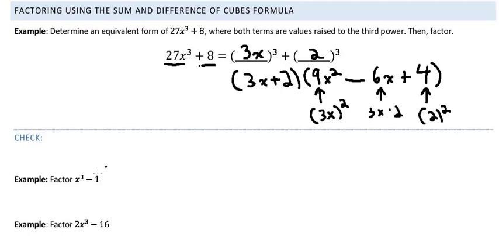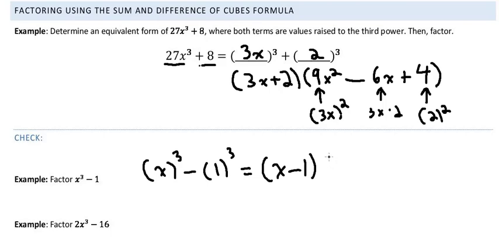x cubed minus 1. It's a binomial. These are both perfect cubes. I could rewrite this as x cubed minus 1 cubed. And so when this factors, the first parenthesis will match up.